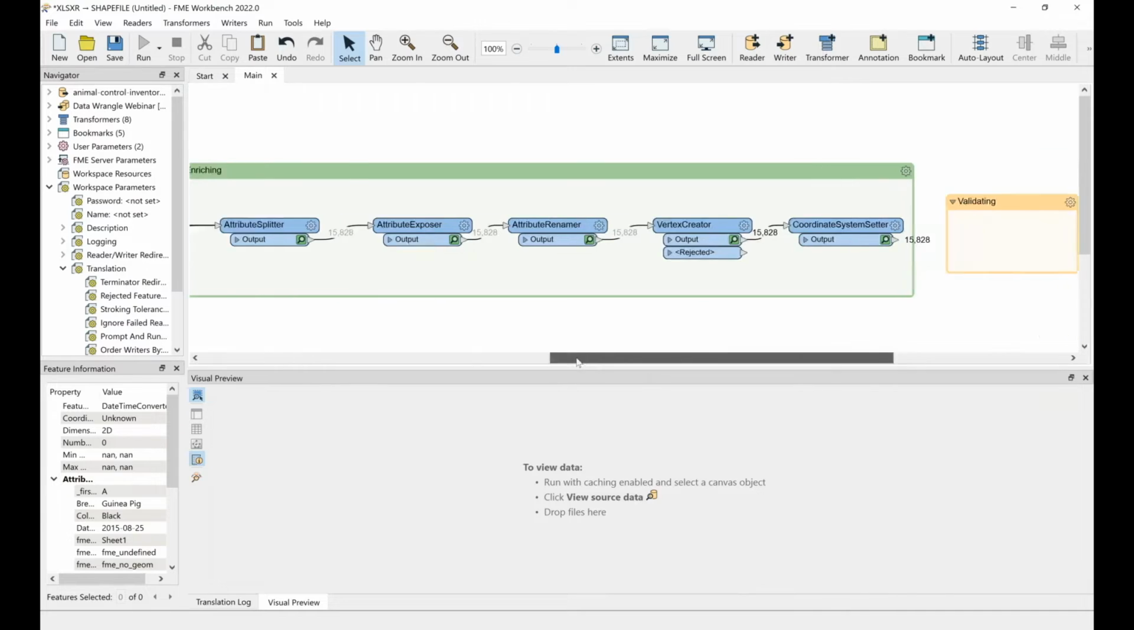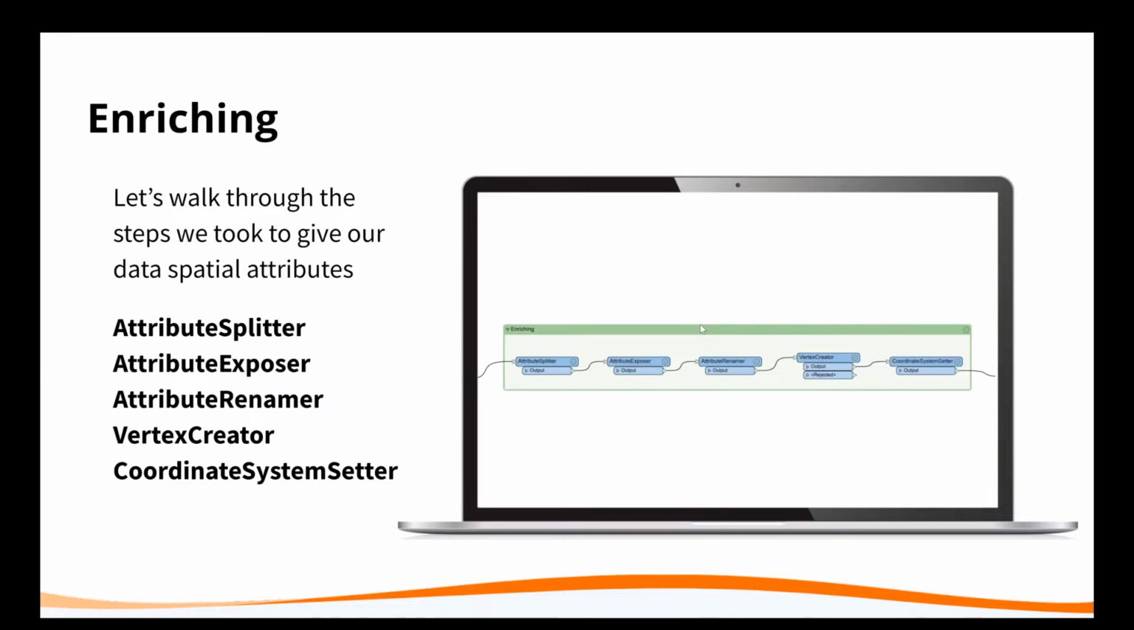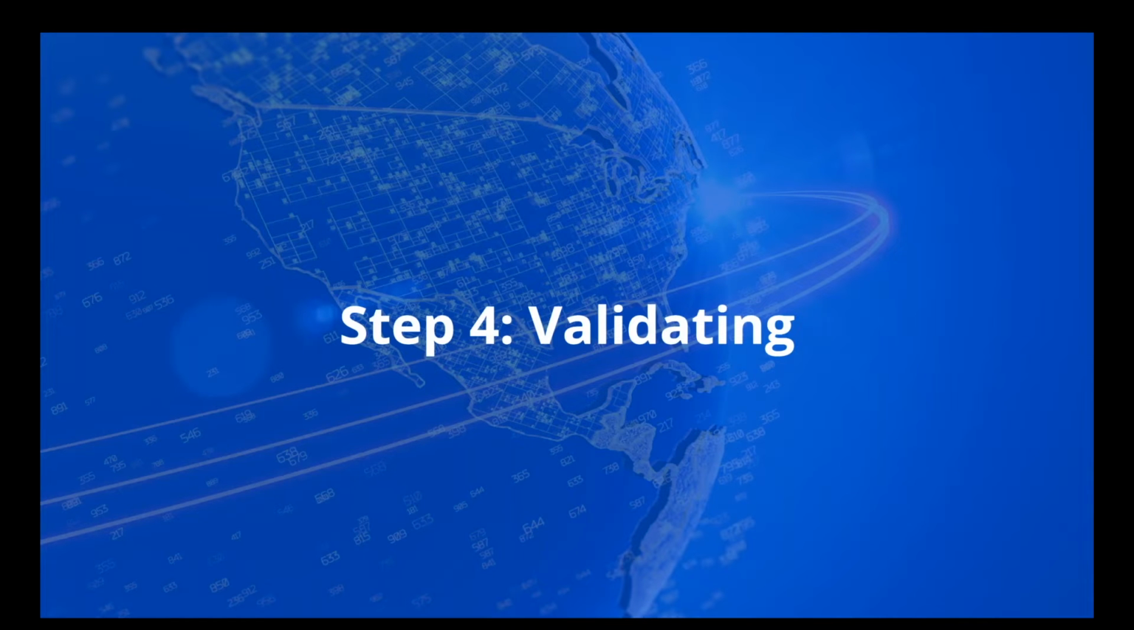So that kind of wraps up our enriching step. So just to recap, the transformers we used in this step were the attribute splitter, the attribute exposer, the attribute renamer, a vertex creator, and a coordinate system setter. And through these steps, we were able to enrich our data with some geometry. So the next step is going to be validating.